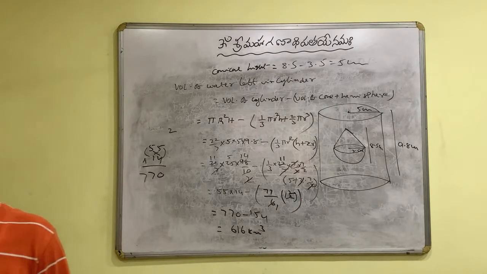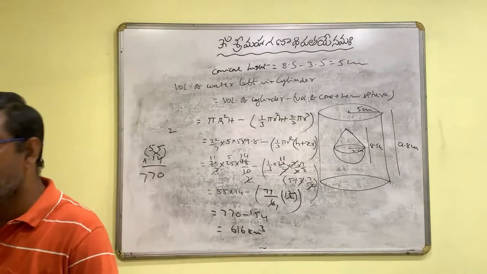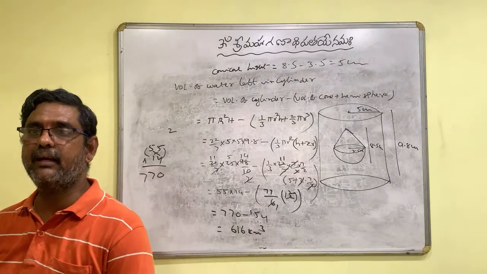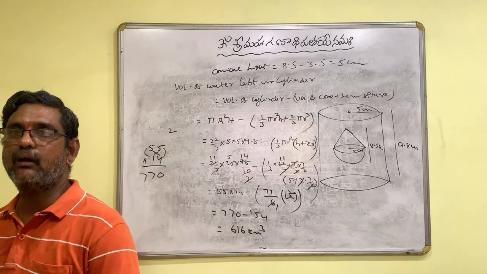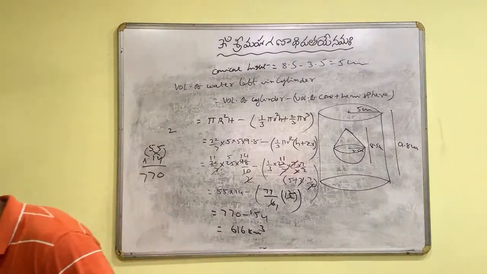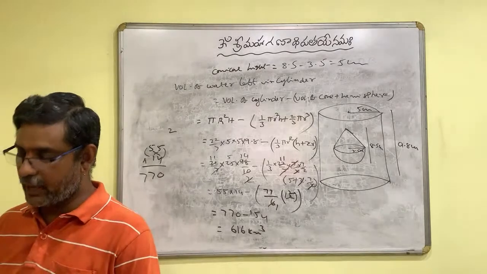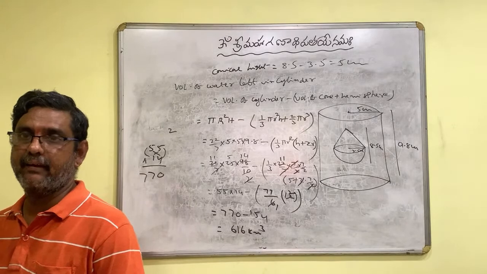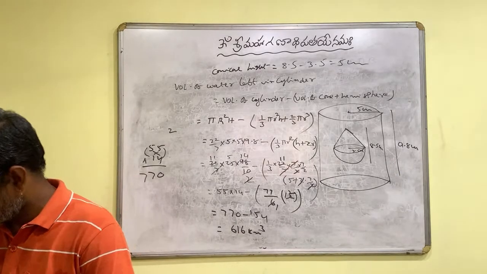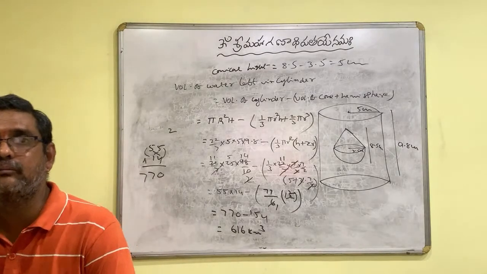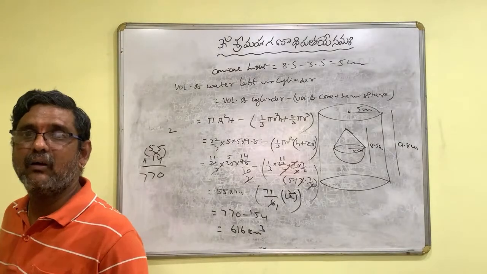So here total height of the object is given 8.5, which is inserted in the cylinder. Total height of the object is given 8.5 centimeters. We need to find out conical height. So 8.5 minus 3.5. 8.5 minus 3.5, which is 5. Okay na?